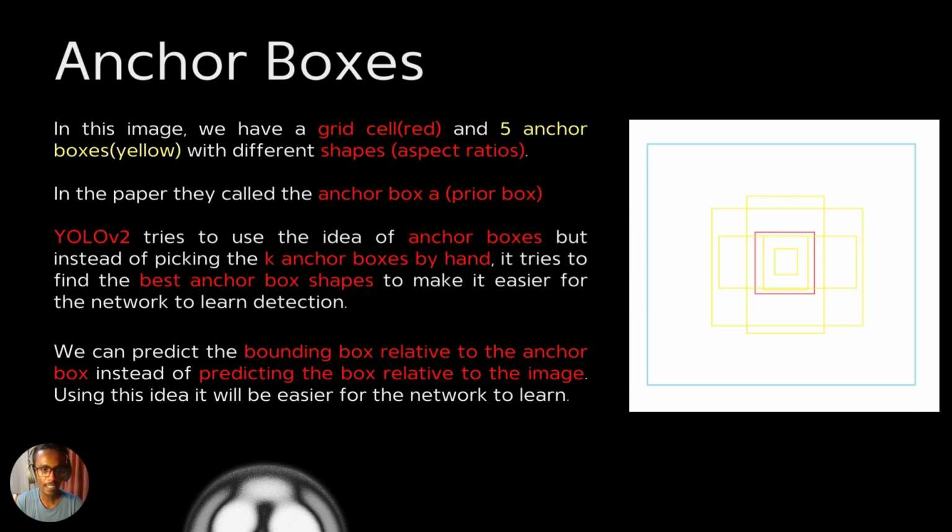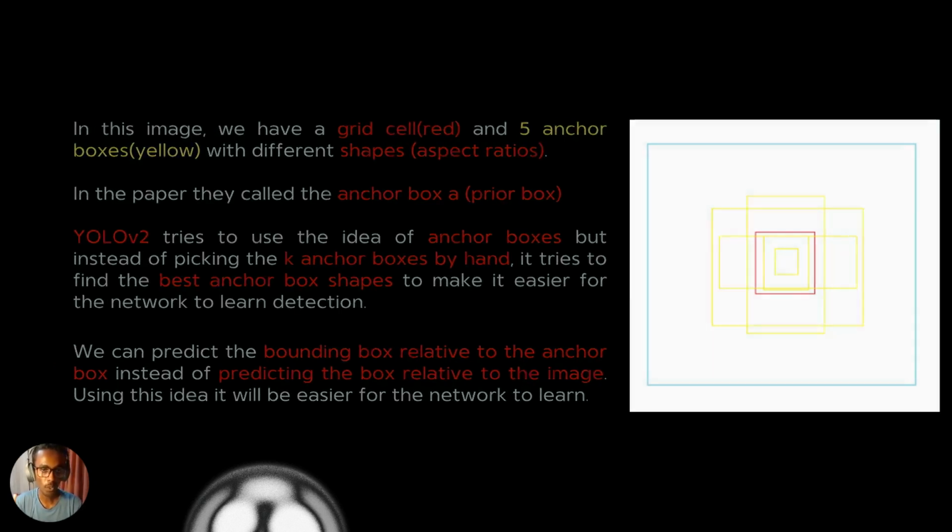Instead of selecting them by hand, they tried to find the best anchor box shapes, and these are selected by their own training procedure to make it easier for the network to learn the detection. We can predict the bounding box relative to the anchor box, instead of predicting the box relative to the image, which was used in YOLO v1. So using this idea, it will be easier for the network to learn.